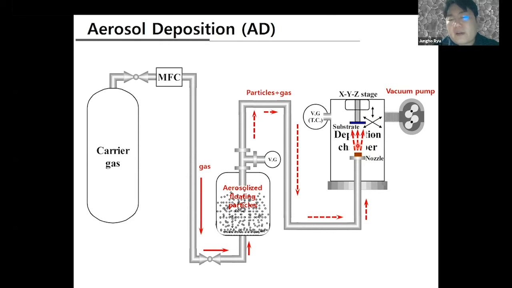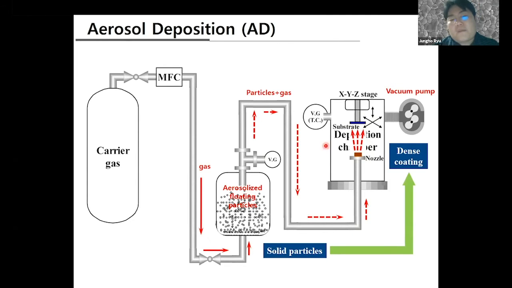Typically the particle speed is like sonic speed, 300 meters per second. That is 1,000 kilometers per hour, like a jet plane speed. So by using solid-state particles without any liquid, we can make dense ceramic films because of this high kinetic energy of the particles. So we don't use any binder or liquid.